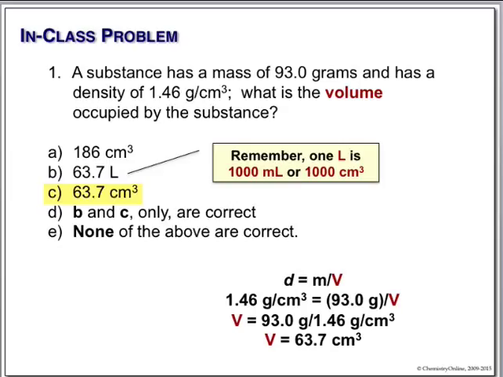Now I have, well, I didn't in this one, did I? It's all cubic centimeters. A liter is 1,000 milliliters, so this is huge. This isn't 63.7 milliliters, which would be the same number.